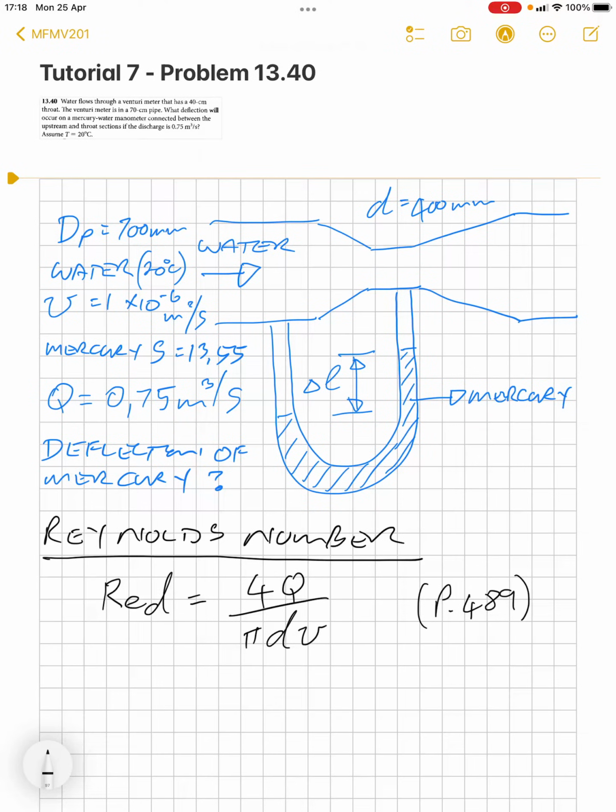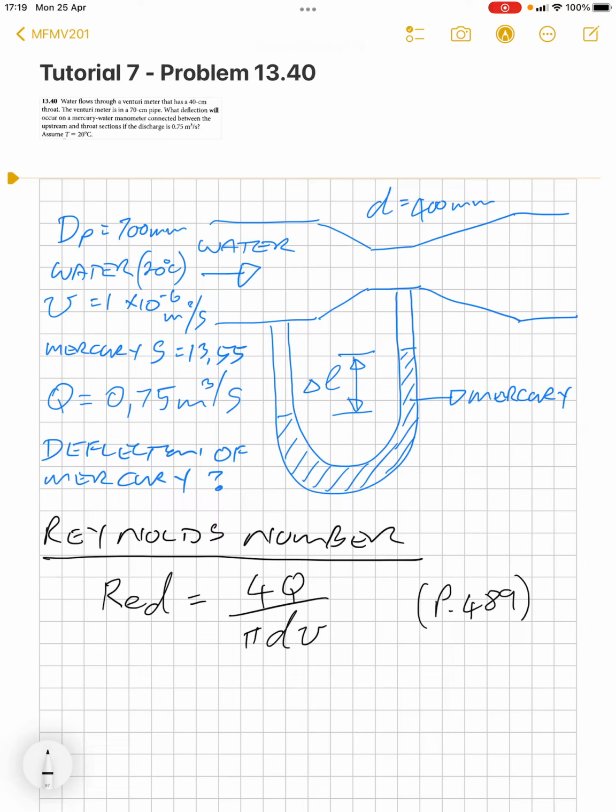This is tutorial 7, problem 13.40. The problem goes as follows. Water flows through a venturimeter that has a 40 centimeter throat. The venturimeter is in a 70 centimeter pipe. What deflection will occur on the mercury water manometer connected between the upstream and throat sections if the discharge is 0.75 cubic meters per second? Assume the temperature of water is 20 degrees C.